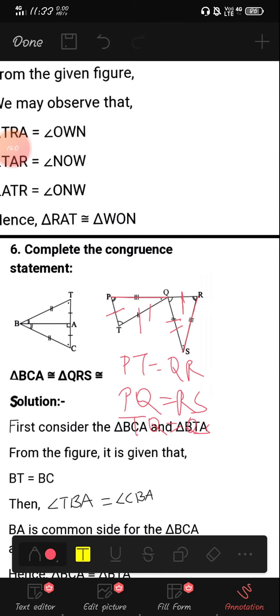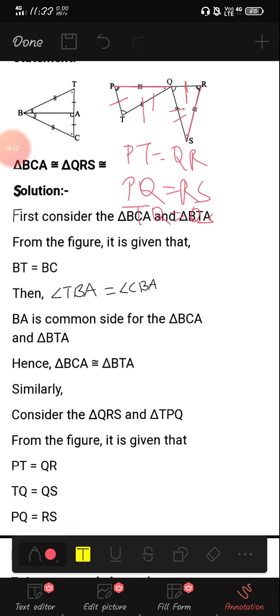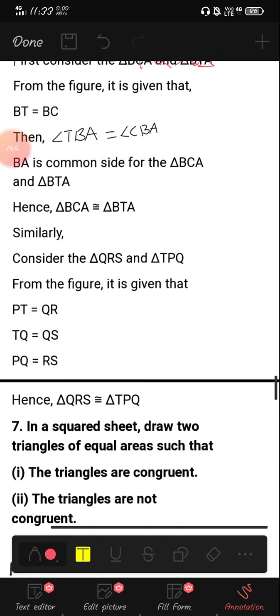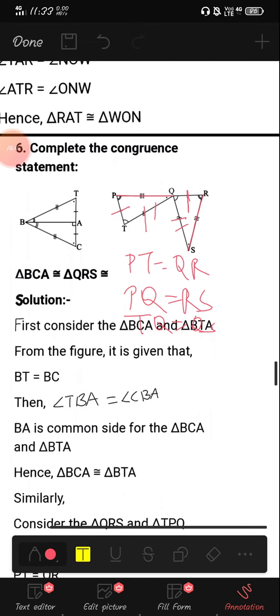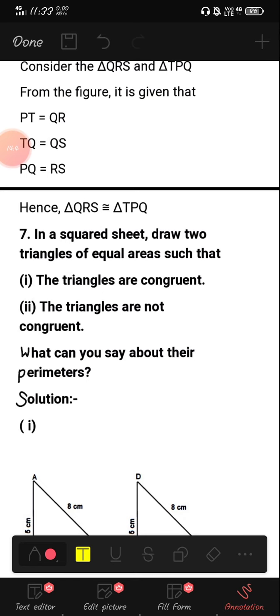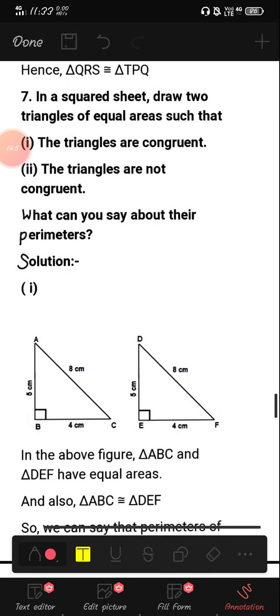So we can see that in this triangle all the 3 sides are equal to all the other 3 sides of the other triangle, means in triangle PQT, or we can say triangle TPQ, all the 3 sides are equal to the respective 3 sides in the other triangle QRS, so in that way these 2 triangles are also congruent, okay, that means these four triangles are congruent with each other.